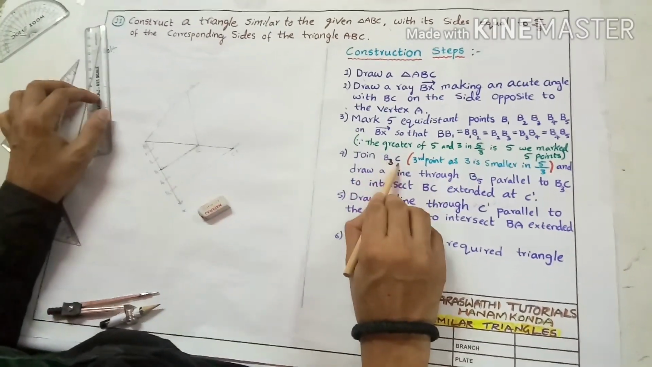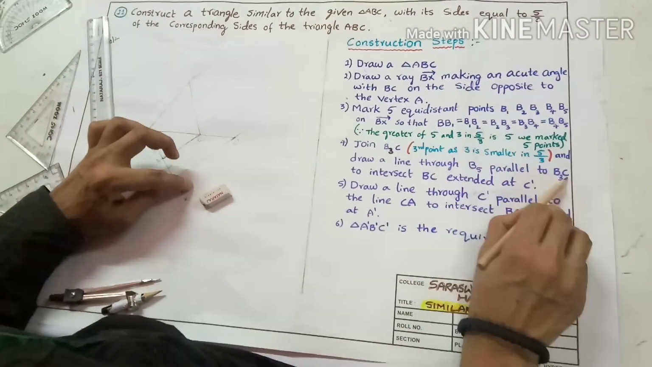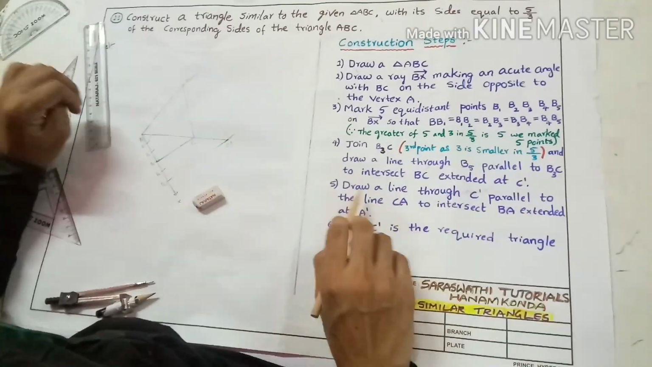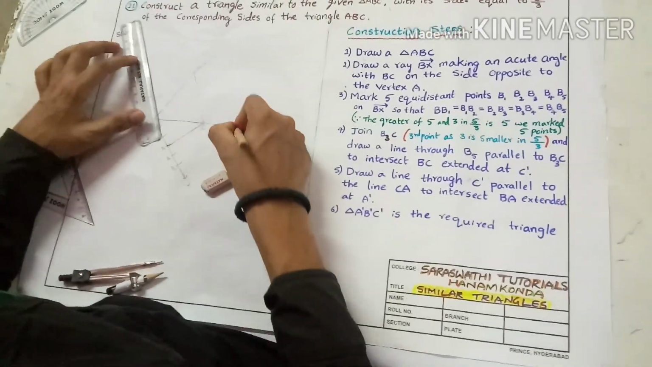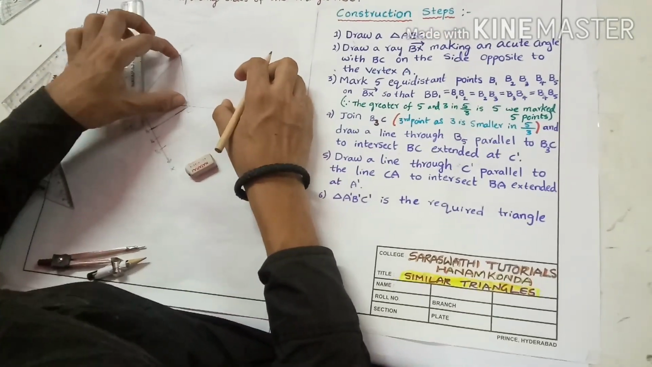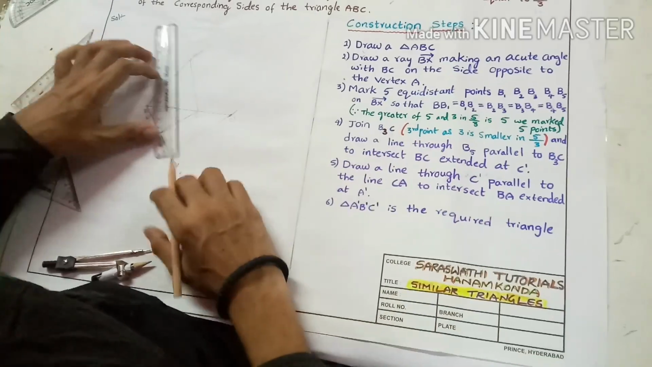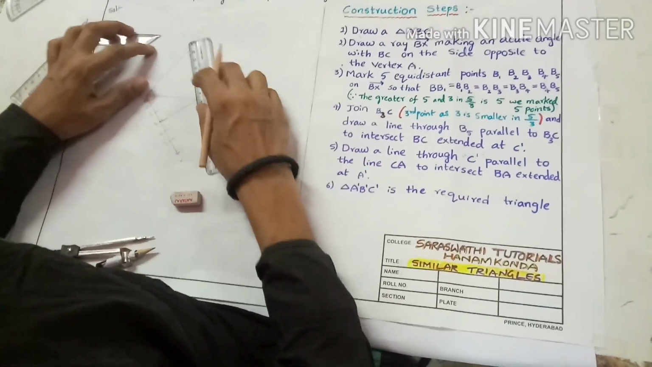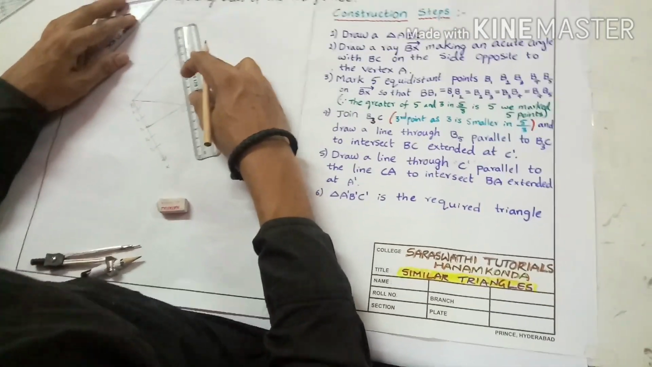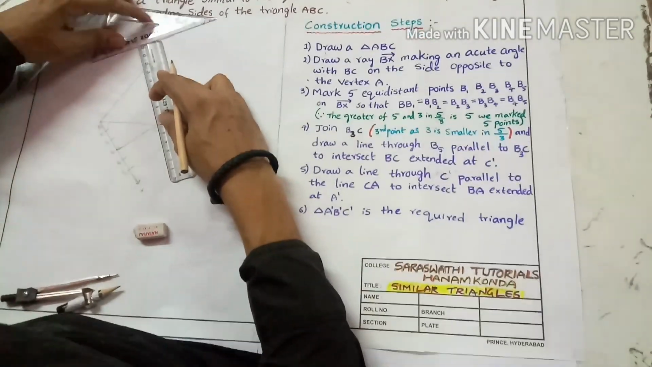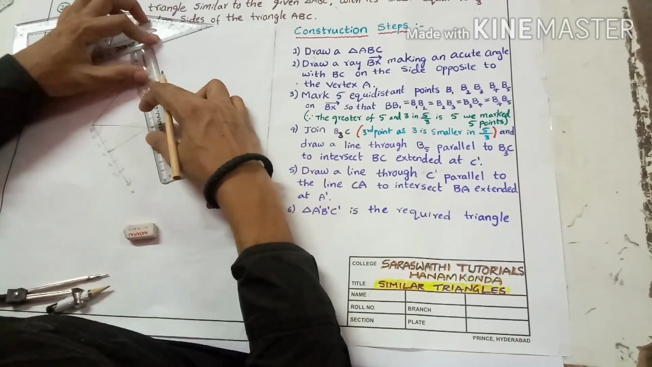So join B3C and draw a line through B5 parallel to B3C to intersect BC extended at C dash. Now draw a line through C dash parallel to CA, to intersect BA produced at A dash. Similarly, take the scale at the position AC and draw a line parallel to AC from C dash.